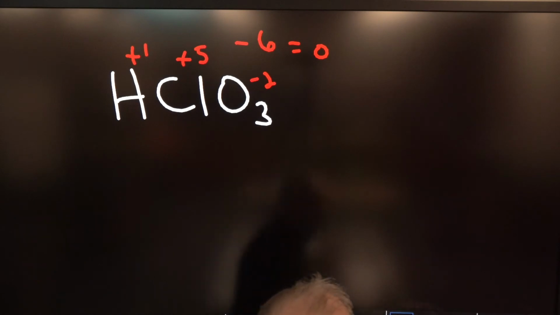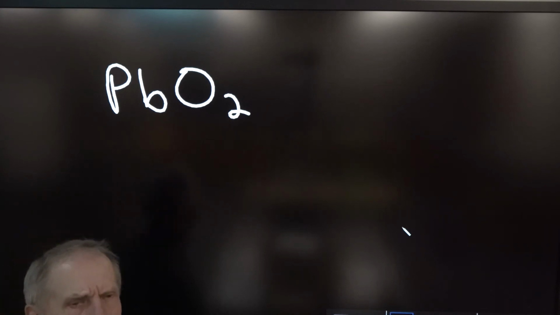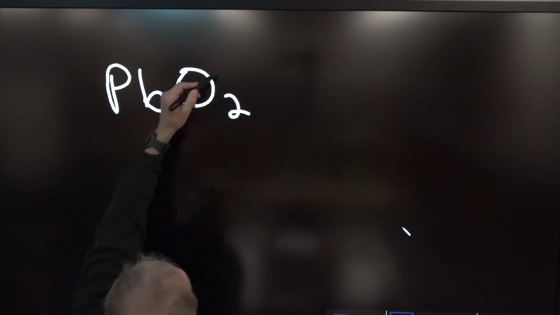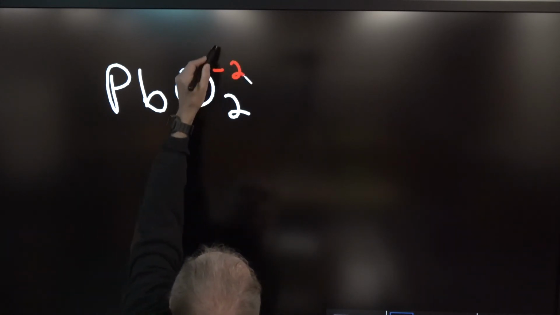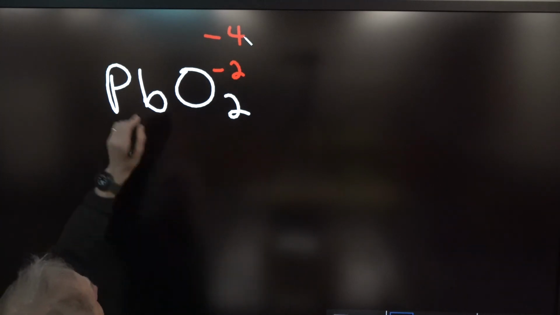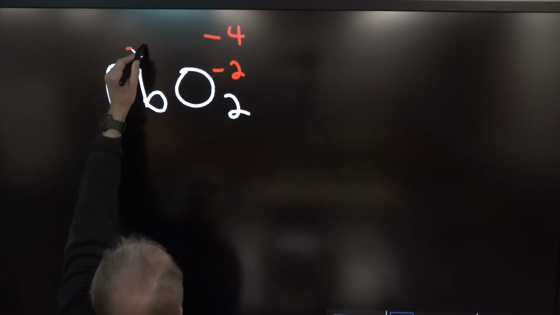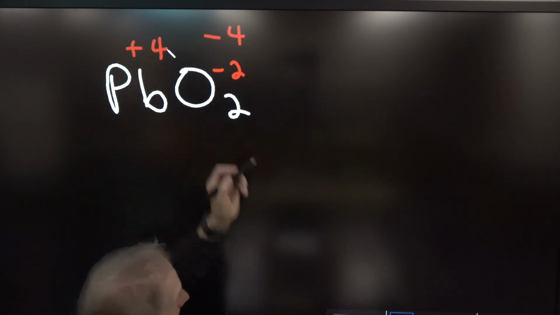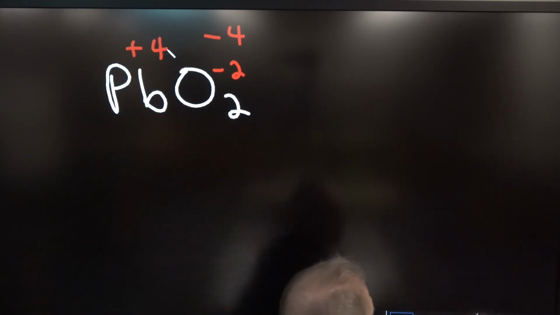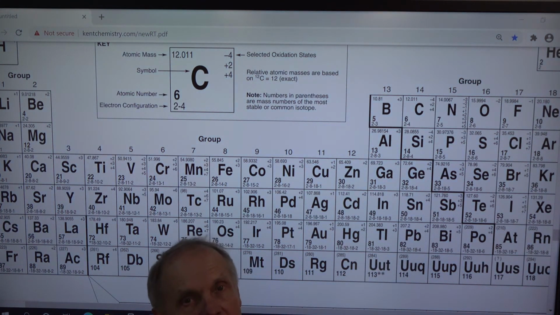Let's do one more. PbO2. Lead's got, I think, 2 oxidation states. We have to figure out which one it is. Oxygen, you know that's a -2 for a total of -4. So if that's a -4 and I only have one lead, that lead should be a +4. So let's see if lead has a +4. There's lead right there, and there's a +4 right there.